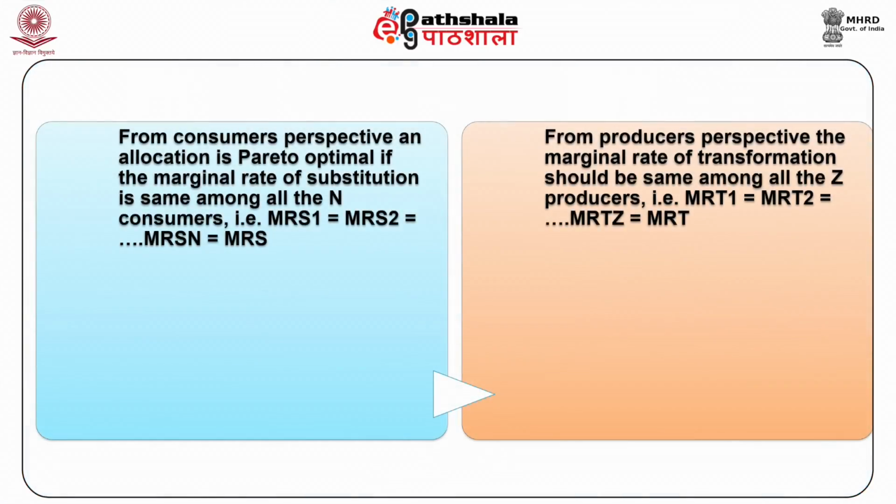From the consumer's perspective, an allocation is Pareto optimal if the marginal rate of substitution is the same amongst all the n consumers, that is MRS1 is equal to MRS2 is equal to MRS3 and so on, equal to MRSN, which is equal to an overall general measure of the marginal rate of substitution.